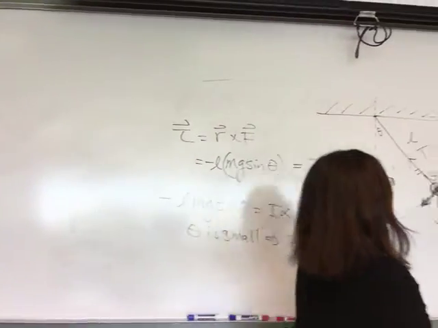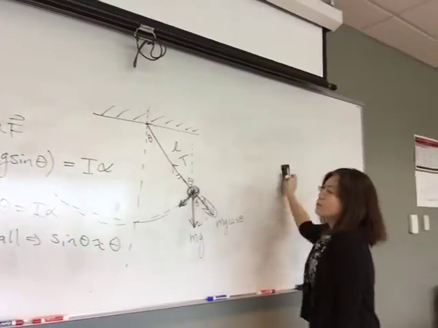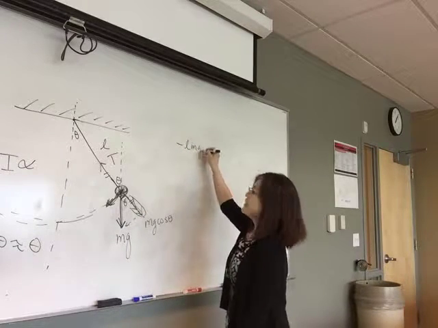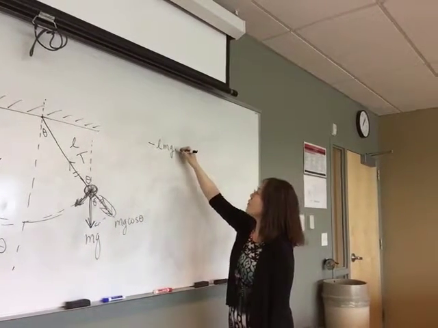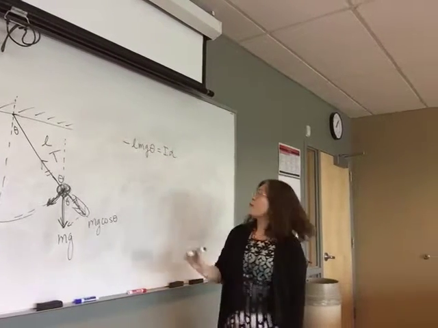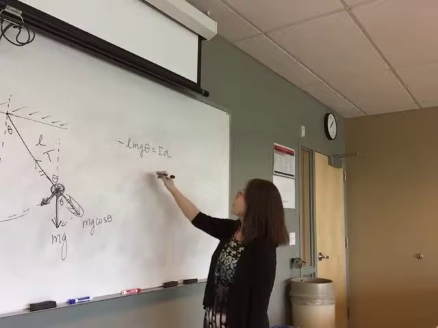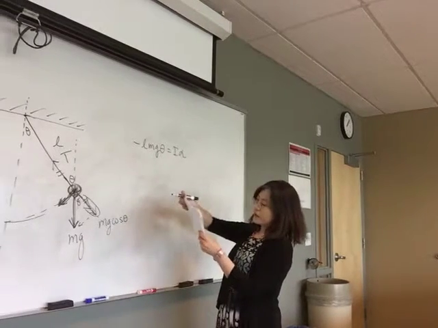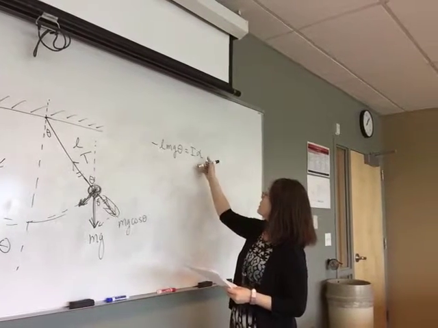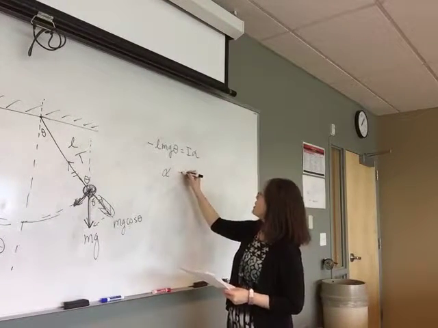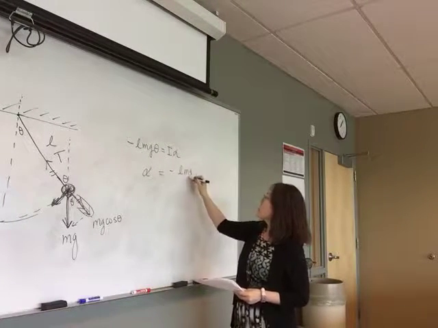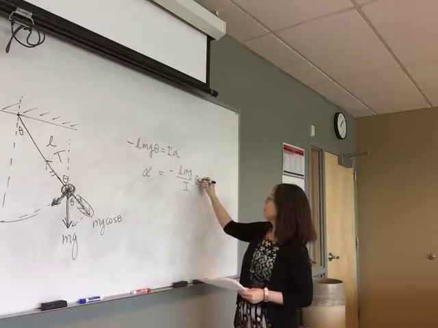So what we have here is negative L mg, and instead of sine theta, now we just have theta, that's equal to I alpha. And I'm going to further rearrange this. So my alpha is equal to negative L mg over I, times theta.